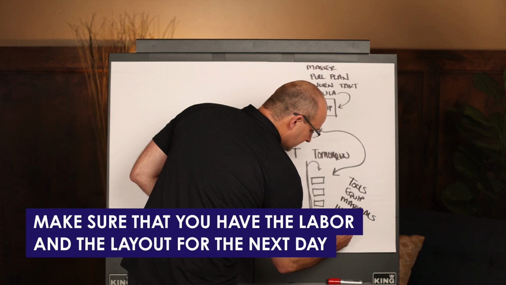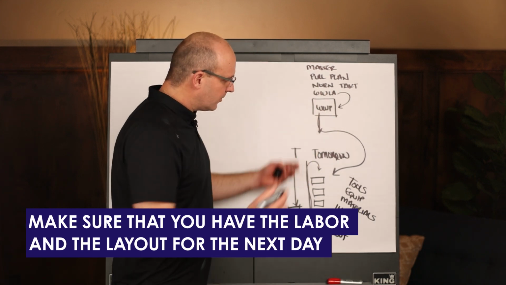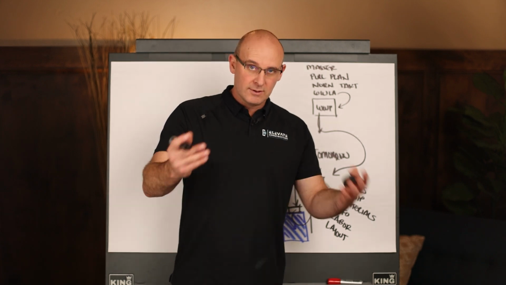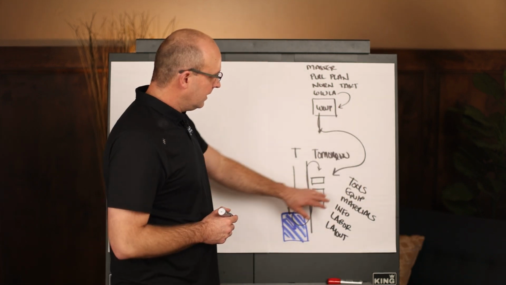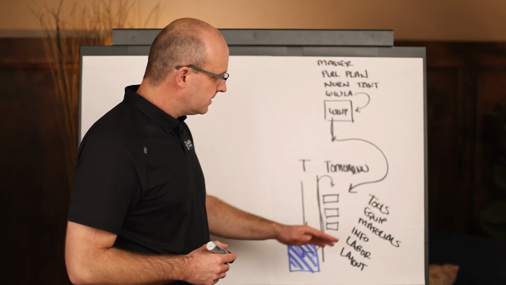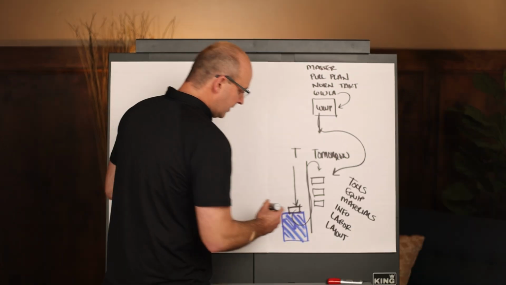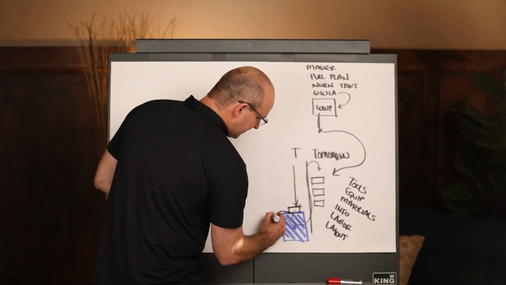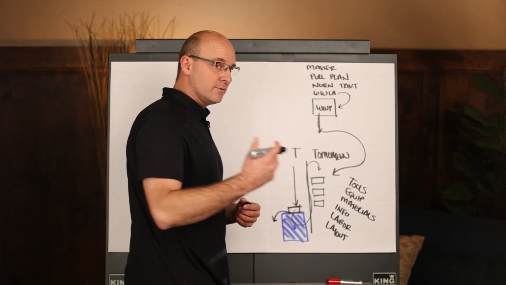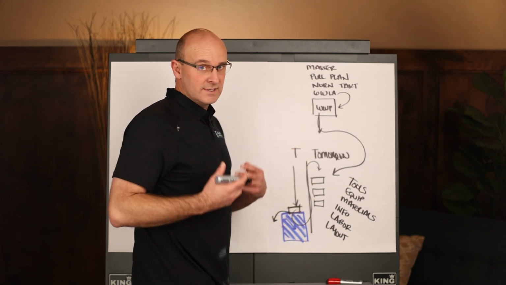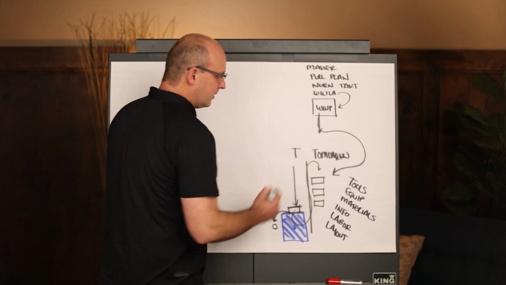Make sure that you have the labor for the next day and the layout. There's a lot more. There's 17 key items, which I will actually link in the description below. There's a 17-point checklist to make sure that you're ready. But let's make sure that you have the tools, equipment, materials, information, labor, and layout to go do the work the next day. One of the things that I love seeing happen at the end of this afternoon foreman huddle is asking for confined space permits, dig permits, hot work permits, things like that, so that you have all of that in hand ready to go for the next day.